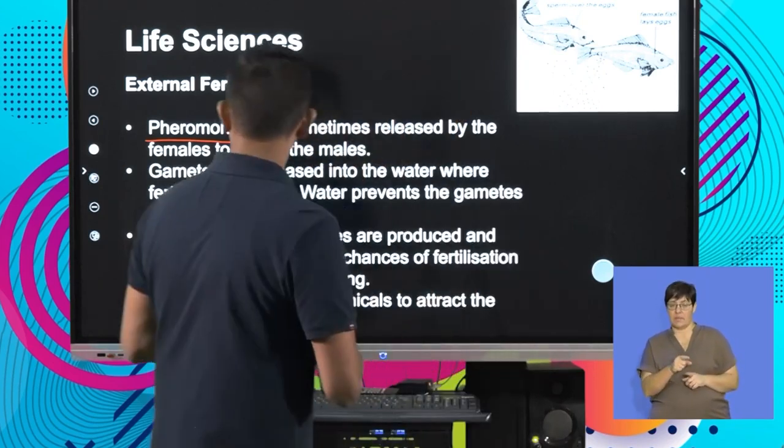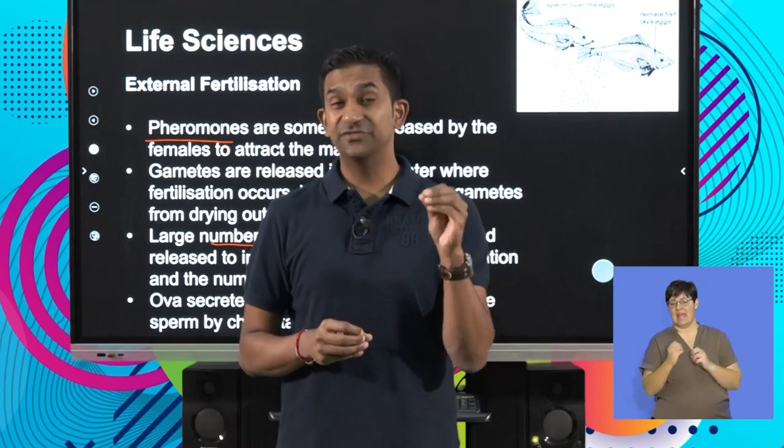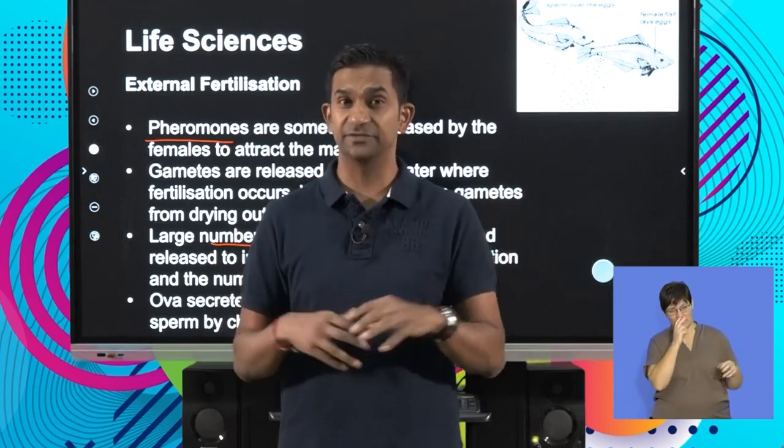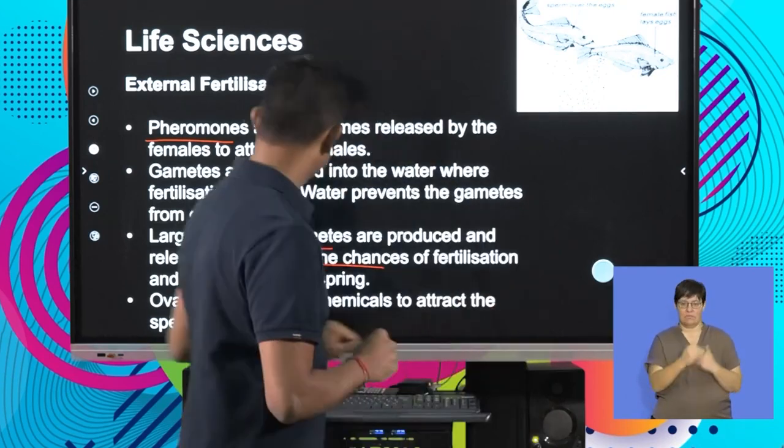time. We also know that a large number of gametes are produced, and this is so that it increases the chance of fertilization occurring. Because it's external and subject to environmental factors affecting them, the chances of fertilization occurring need to be enhanced by producing a large number of eggs and sperm. So this is quite an energy-intensive process.